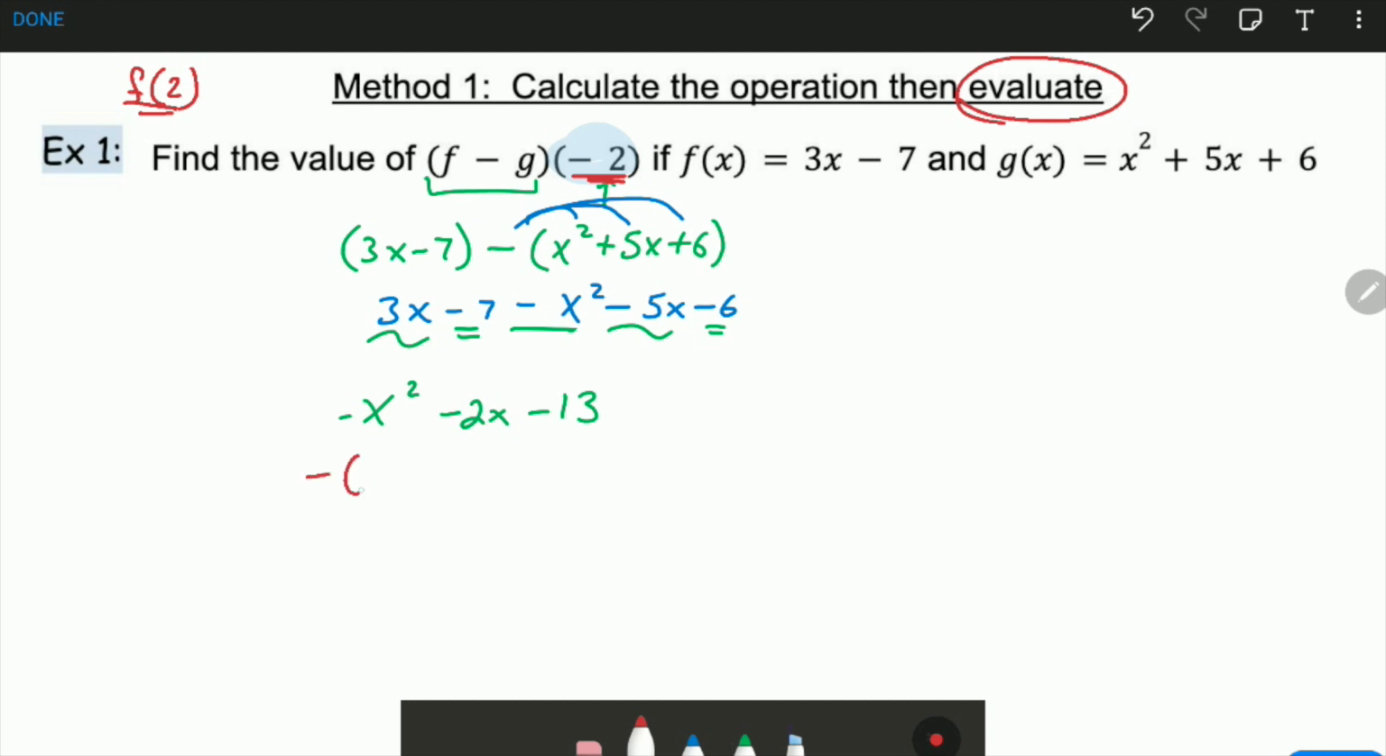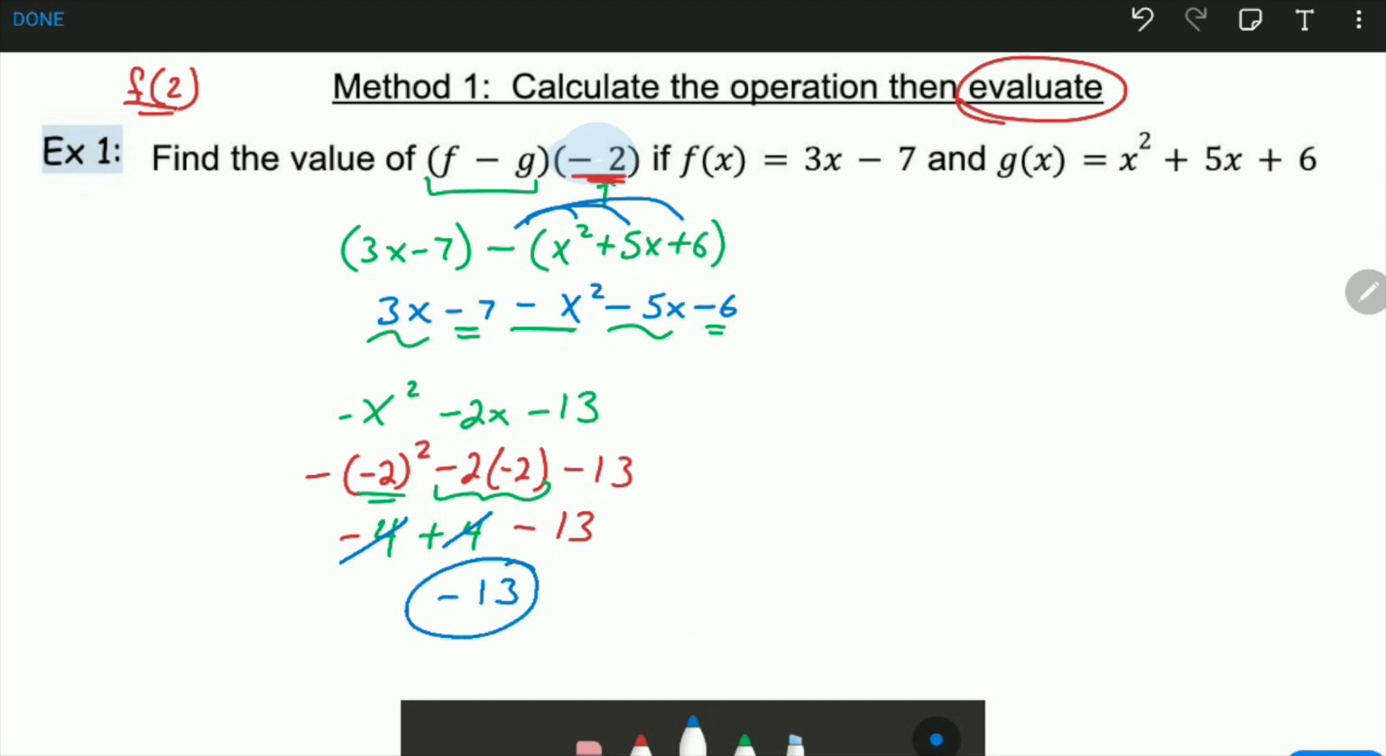So we shall replace x with -2, and then just go through and simplify. Exponents first, so -2 squared is positive 4. My negative sign comes down. We have the -2 times -2 is positive 4. Then my minus 13 will also come down. Positive 4 and -4 will cancel out, leaving me with just negative 13. There we have example 1 for the first method.